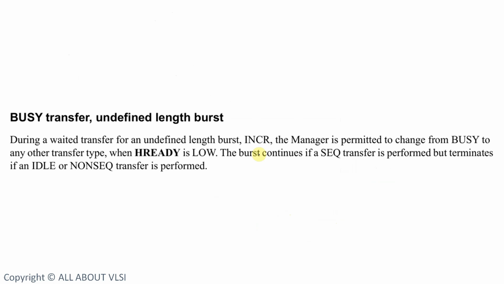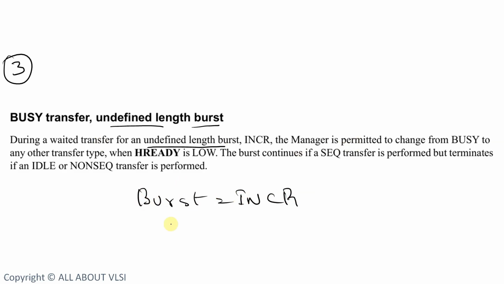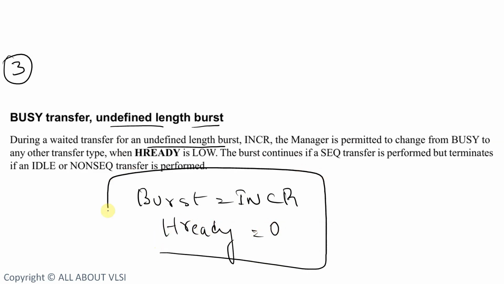Now coming to the third scenario, which is busy transfer in an undefined length burst. So during a wait transfer for an undefined length burst INCR, the master is permitted to change the busy to any other transfer type. This is very important to be understood. Previously we have seen INCR4, but here it is an undefined length burst, that is HBURST is equal to INCR. Whenever your HREADY is equal to 0 and the burst is INCR, then the master is permitted to change the busy transfer to any other transfer type.